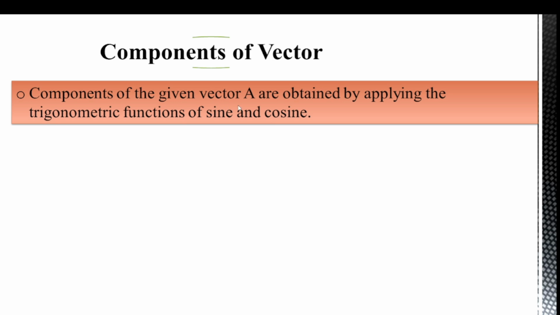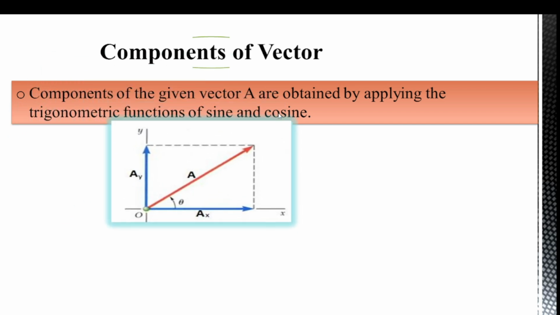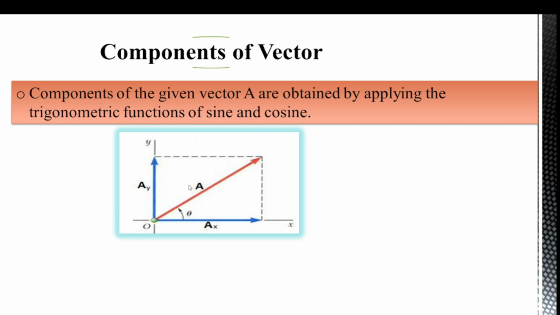Components of the given vector A are obtained by applying the trigonometric functions of sine and cosine. Great. Now, you have seen this: the main vector is A. This is the xy plane, okay? Vector A has an x component and a y component.